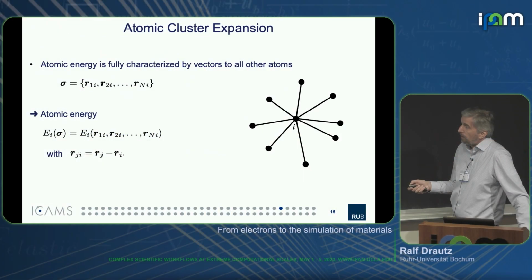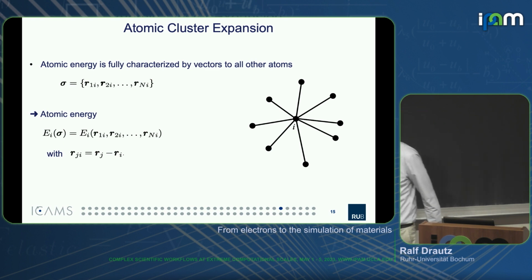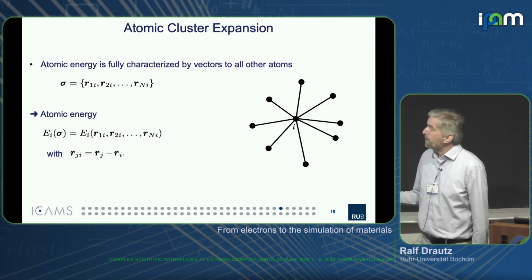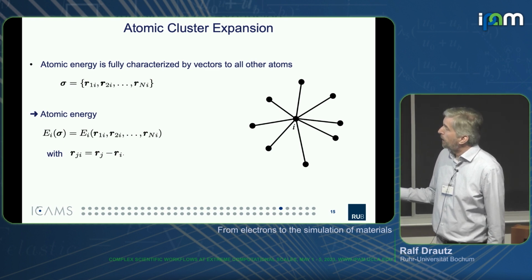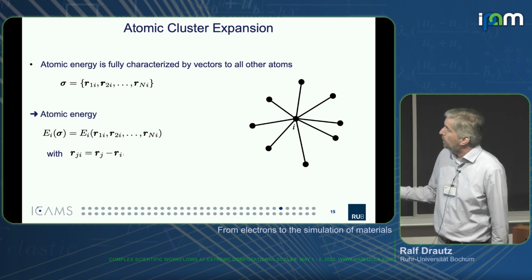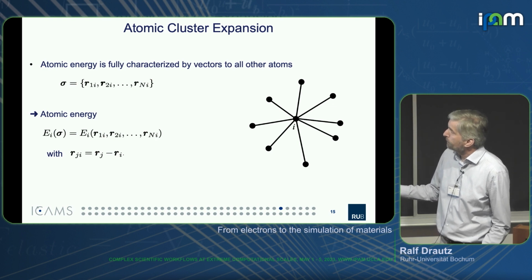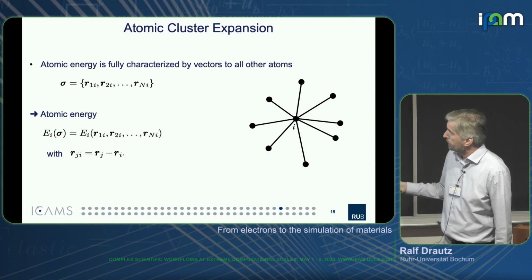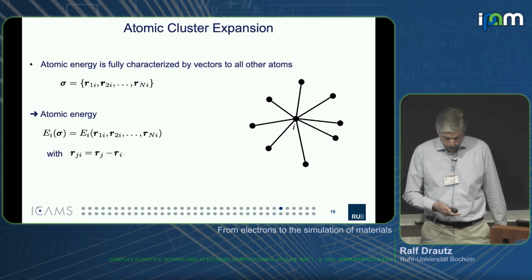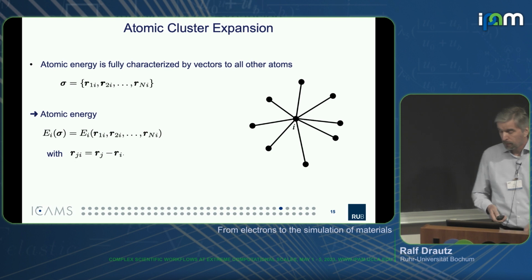We sit on our atom here in its environment, and the environment is characterized by neighboring atoms. So each atom I has its neighbors, neighbor 1, neighbor 2, so we have all these vectors. We call this the configuration of atom I, and we know somehow the energy of atom I must be determined by all these vectors here. And the question is now how?